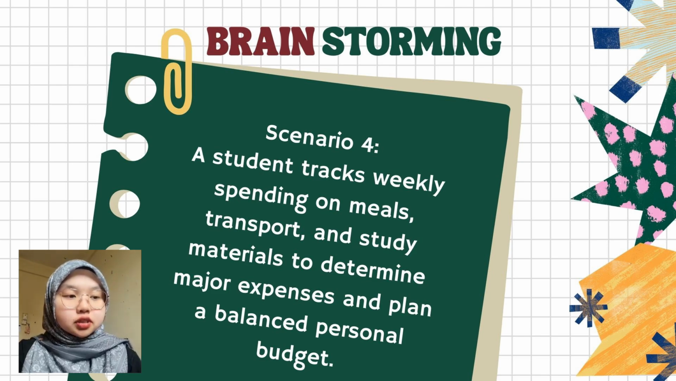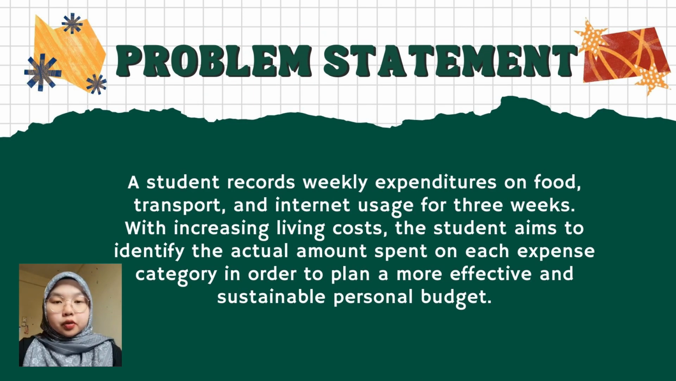For the problem statement, a student records weekly expenditures on food, transportation, and internet use over 3 weeks. With increased living costs, the student aims to identify the usual amount spent on each expense category in order to plan a more effective and sustainable personal budget.